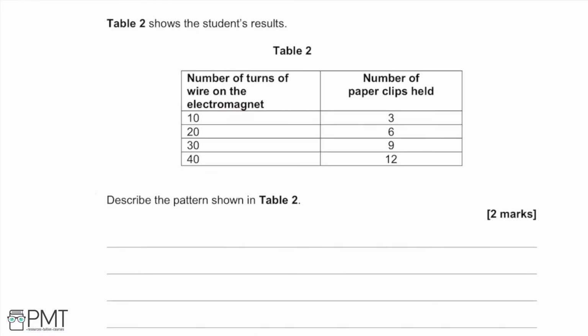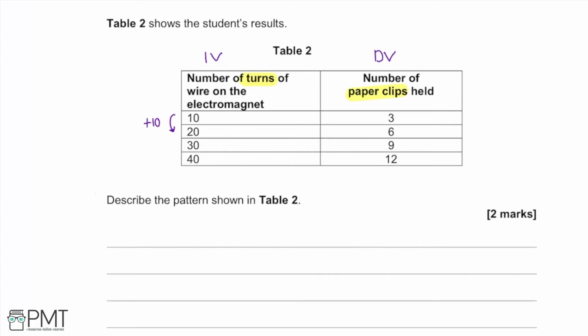So now we're given table 2, which shows the students' results. In the left-hand column here, we have the number of turns of wire on the electromagnet. That's the variable that we're changing to work out how this relates to the number of paper clips that can be held. That's the main aim of the experiment. So these are the results here, and as we can see, they're increasing by 10 each time as we go down the column. And then in the right-hand column, we've got the number of paper clips held, which you can see also follow a pattern, and they're increasing as the number of turns on the wire gets bigger.